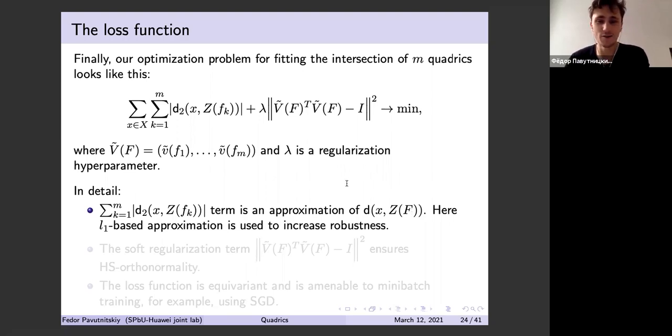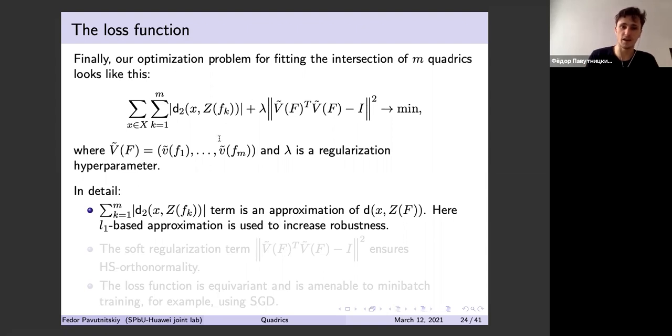The approximation is a two-step approximation. First of all, we approximate the distance to the intersection as the sum of distances to single quadrics. The second step, we switch from geometric distance to a distance of order 2. If you recall the case of PCA, there we minimize the squared distance. Here, we choose the absolute value instead of the square, like an L1 approximation, just to increase robustness, because lower powers grow more slowly than higher powers when you go away from the manifold.